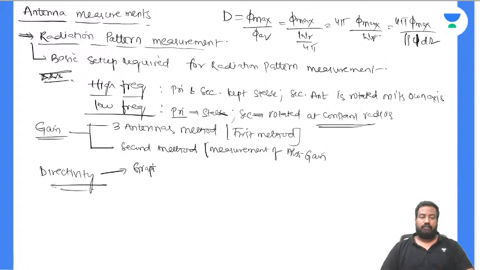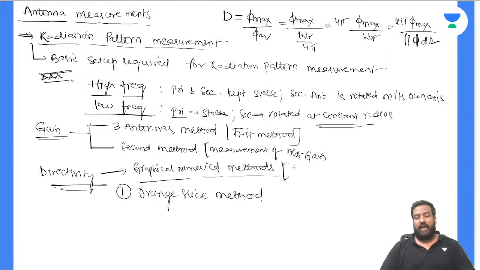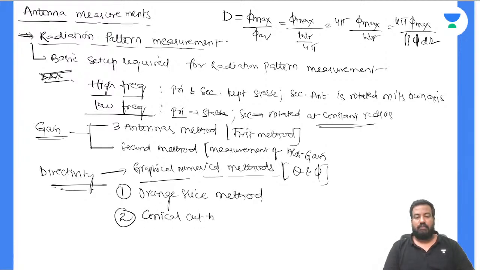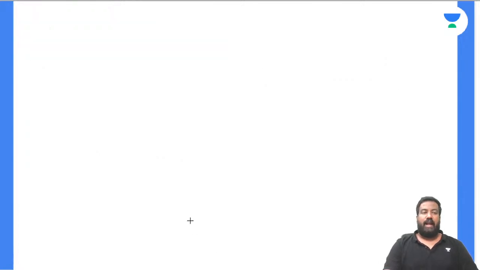We go for graphical numerical methods. What are graphical numerical methods? In graphical numerical methods, one of the parameters, either theta or phi, is kept constant, so literally making it a single integral concept. The two methods are the orange slice method and the conical cut method. So this we discussed under antennas.